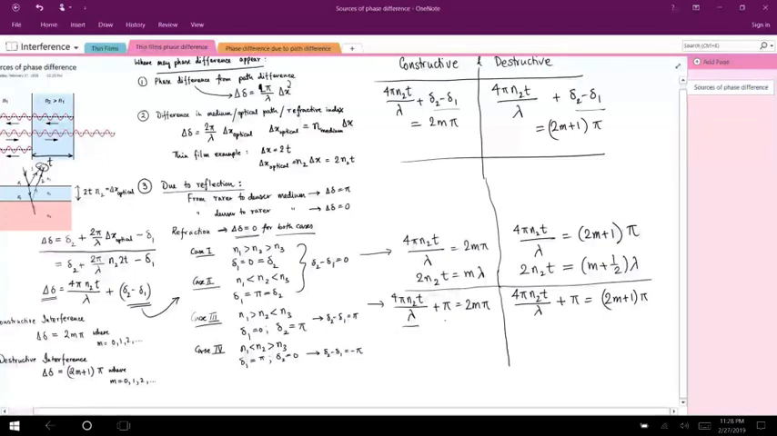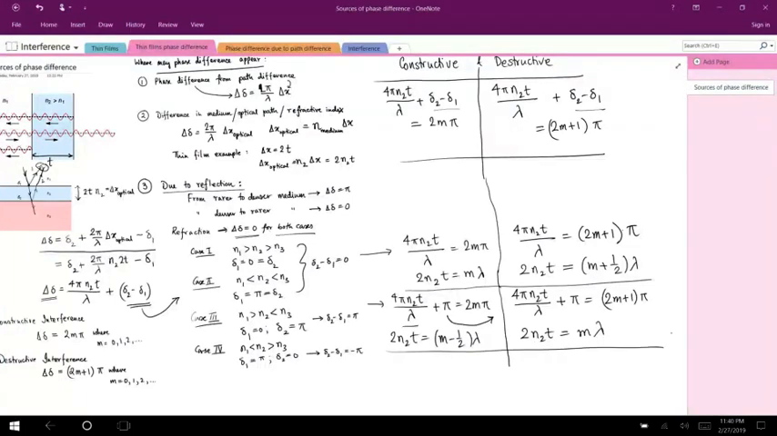Simplification of this relationship can be done by taking this pi to the other side, right? So this becomes (2m minus 1) pi. And if we carry that on and divide both sides by 2 pi once again and multiply both sides by lambda, we will find that 2 times n2t is equal to (m minus a half) lambda. And on the other side, we will find that 2 times n2t is equal to m lambda, because here, if you notice, the pi's will cancel from both sides. And what we're going to have left over, we can divide both sides again by 2 pi, multiply both sides by lambda. And so this is the relationship.